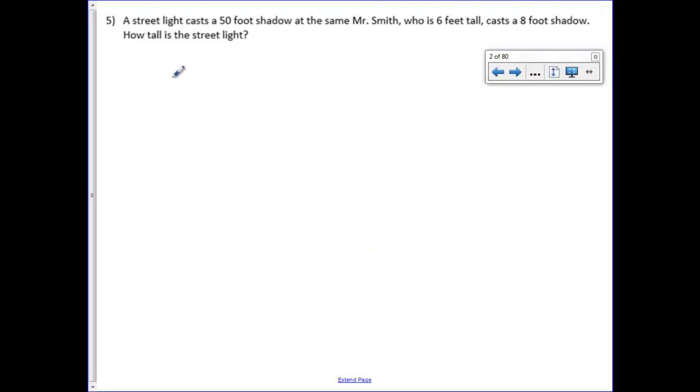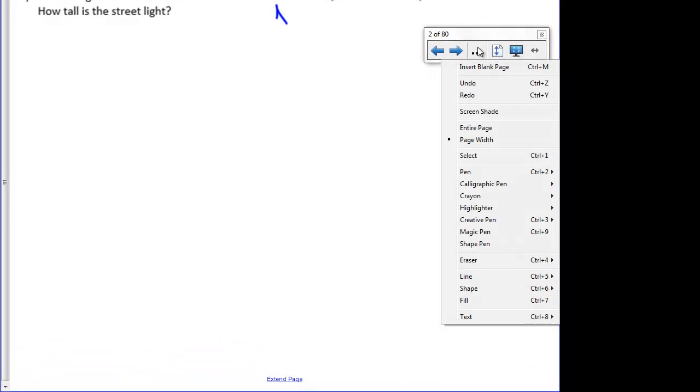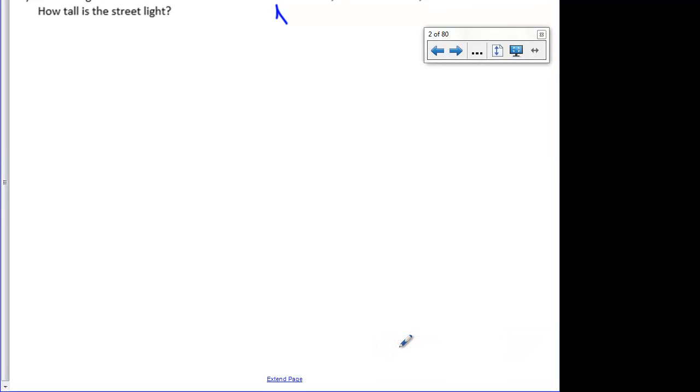Okay, problem number 5. A street light casts a 50-foot shadow. At the same time, Mr. Smith, who is 6 feet tall, casts an 8-foot shadow. So we're going to use proportion, and you want to use the same quantity over the same quantity. So, for example, you can have height over shadow.